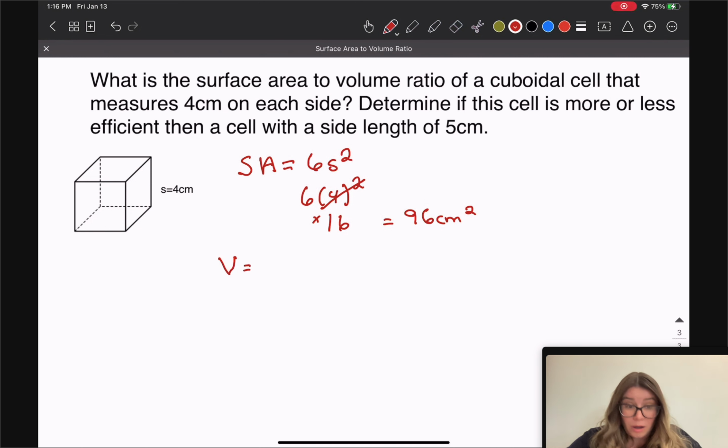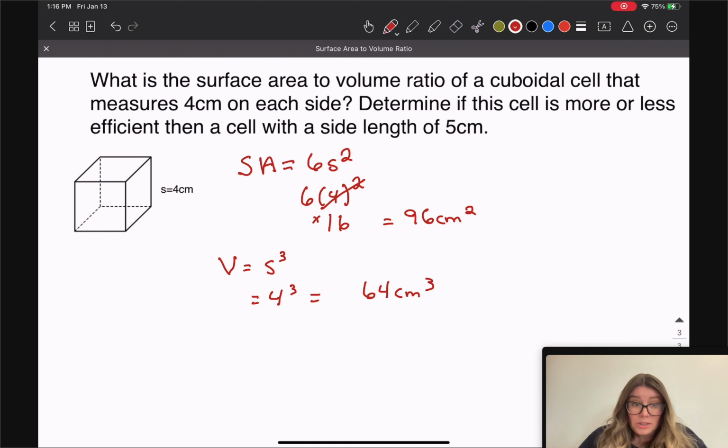Second step, we had to calculate out the volume. The volume of a cube is equal to the side of the cube cubed. So plugging in our number, volume equals 4 cubed. And 4 cubed, 4 times 4 times 4, is equal to 64.